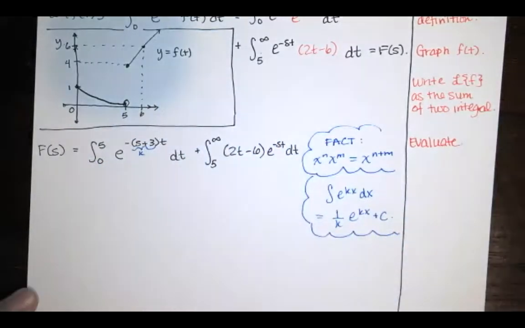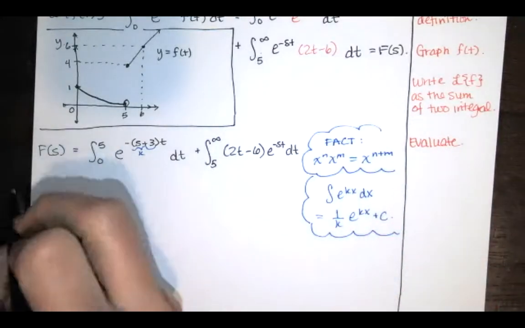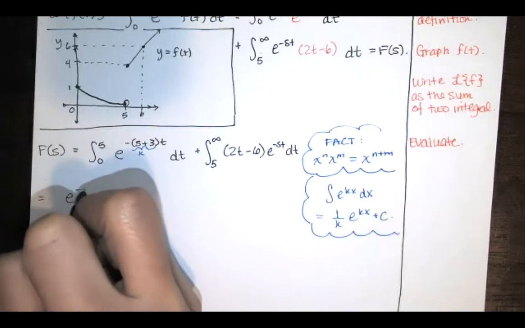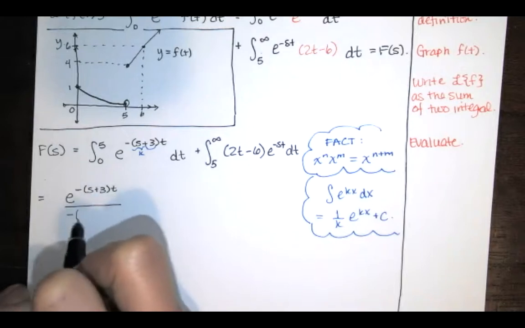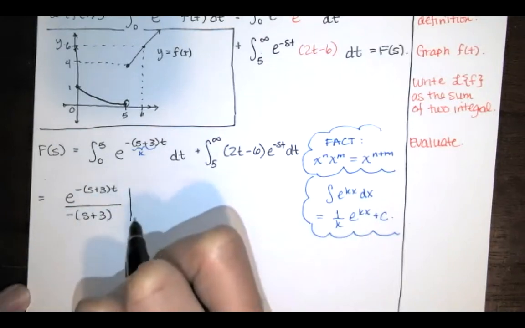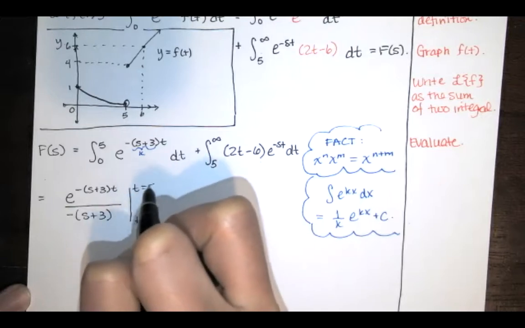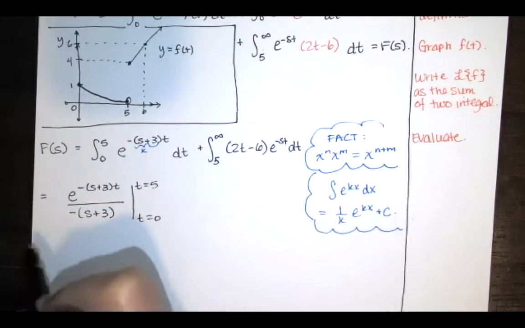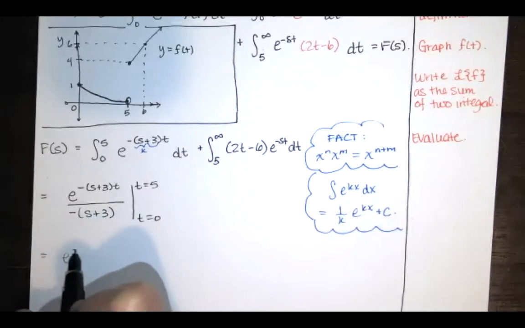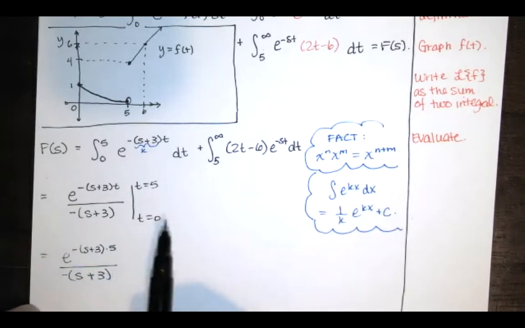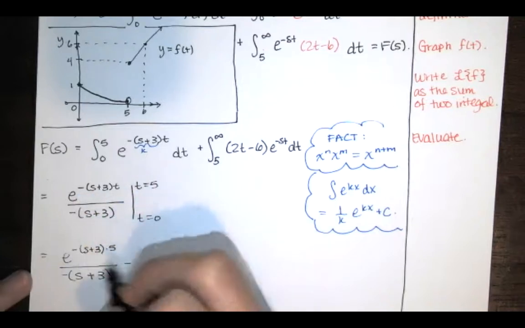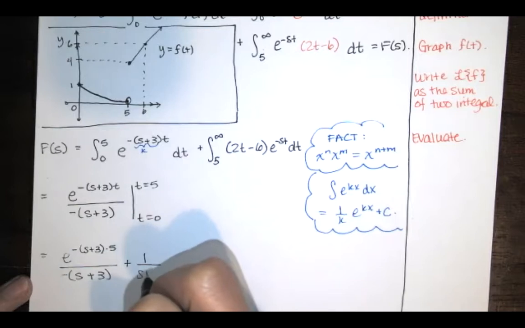K is the -1 times that quantity s plus 3. So what we'll have here is e to the exact same power divided by the k, which is the negative quantity s plus 3. And we'll evaluate this from t equals 0 to t equals 5. At t equals 5, we have this e to the negative s plus 3 times 5 over negative quantity s plus 3. And when t equals 0, we'll have an e to the 0 in the numerator, so that's just a 1. So we'll be subtracting something negative, so that means we're going to add 1 over s plus 3.